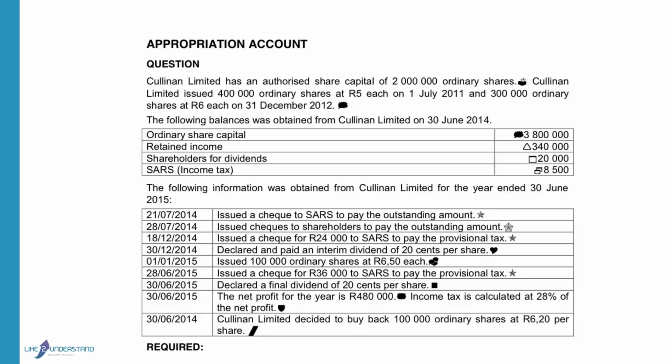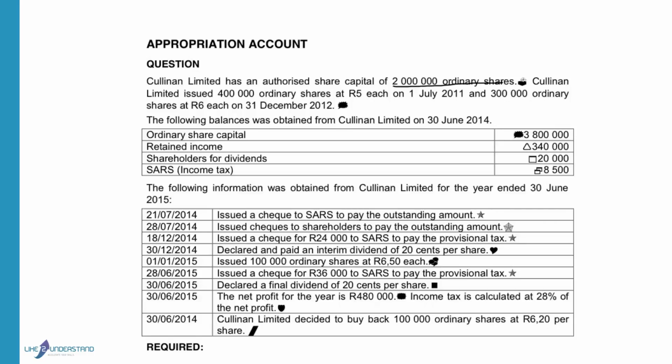Issued a check to SARS to pay the outstanding amount. Now, if we look in the trial balance, we see that the amount that's outstanding for the previous year is 8,500. So that means the provisional tax payments in the previous year were not enough, and the business still owes 8,500 to SARS. So the first entry will be to pay the 8,500.